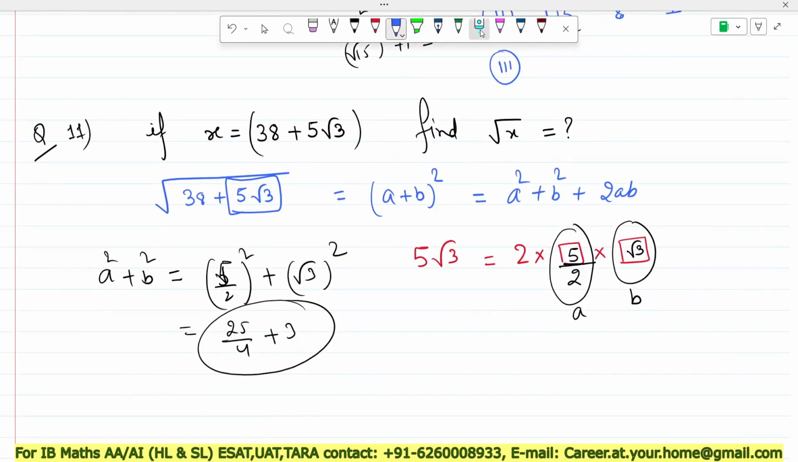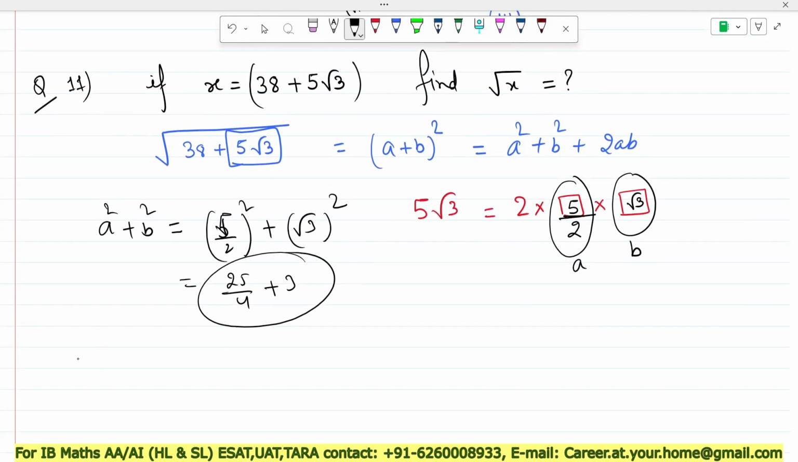Let me explain. If you adjust this 5 root 3 by dividing by something, this 5 root 3 is also associated with 38. Are you getting my point? Whatever change you make to the 5 root 3, the same change we have to make to the 38 also. Then only it will work. So let me explain what I'm trying to say.